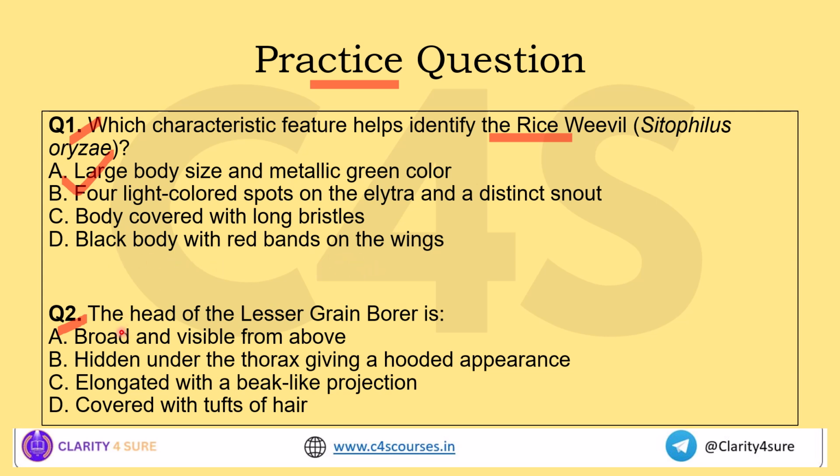Okay, so the second question is, the head of the lesser grain borer is: broad and visible from above, hidden under the thorax giving a hooded appearance, elongated with a beak-like projection, or covered with a tuft of hair. So try to answer these questions in the comments below. I'll be pinning the answers to these questions in the coming sessions of part 2 of external feeders.